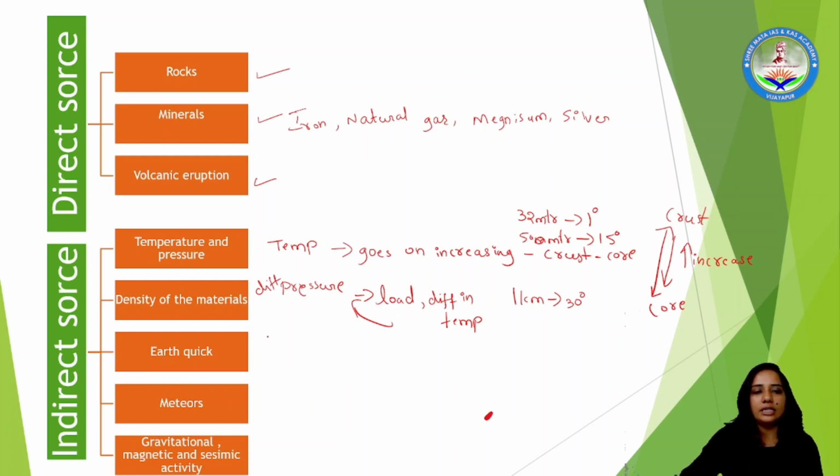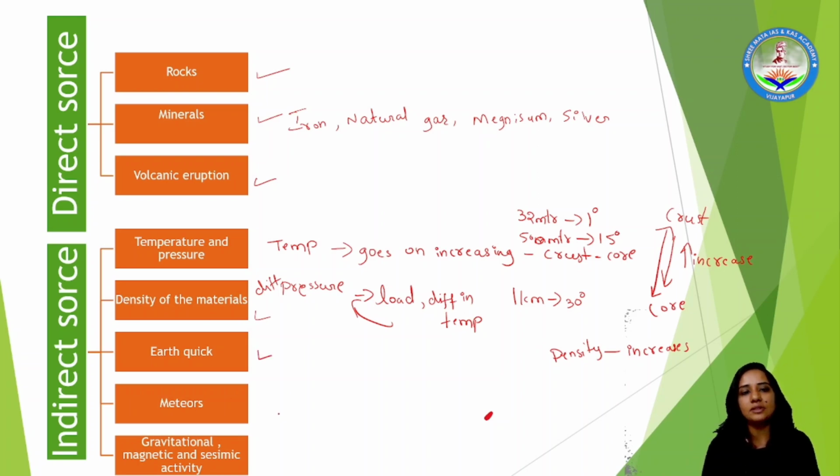One more indirect source is density. As we move from the crust to core, as temperature increases, density also increases from crust to core. Now next, one more indirect source is the earthquake.